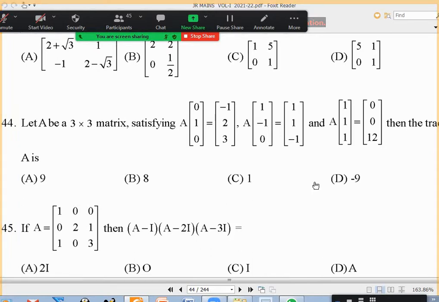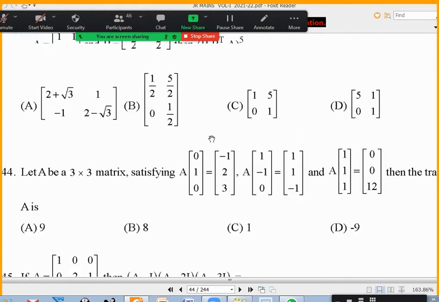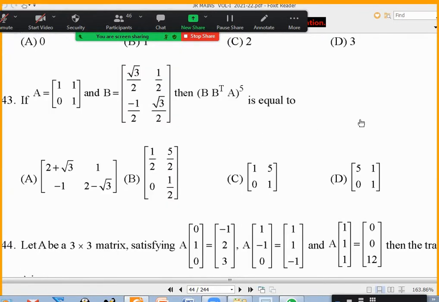Yes, sir. 144. You have to write all the equations and try to solve. Of course, I can pull up all the matrices together. Yes, please. 143, B into B transpose. I'm not getting it as the identity matrix. Let me check. You might have done B into B. You have to do B into B transpose.